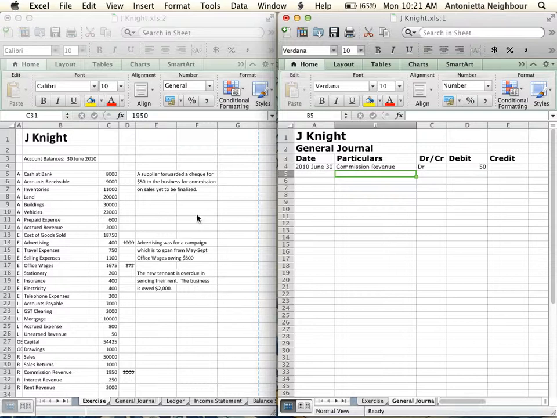And what was that commission revenue? It was unearned. Unearned revenue, credit, 50. And the narration is balance day adjustment.